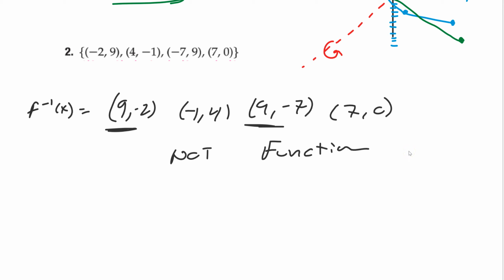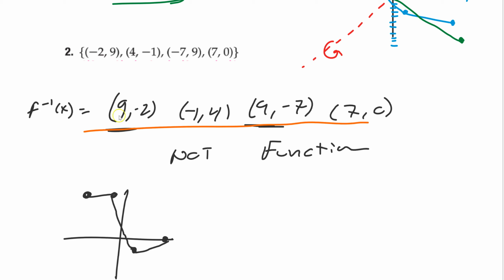Again, if I were to graph this one, I would do the exact same thing. Negative 2, 9. 4, negative 1. Negative 7 and 9. 7, 0. So this one, let me do the original one in black. It's like this. They didn't have a proper notation, so I'm just going from left to right like you're supposed to. Then we graph the inverse.